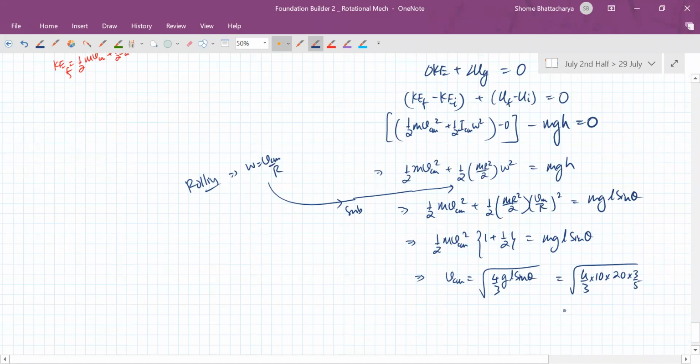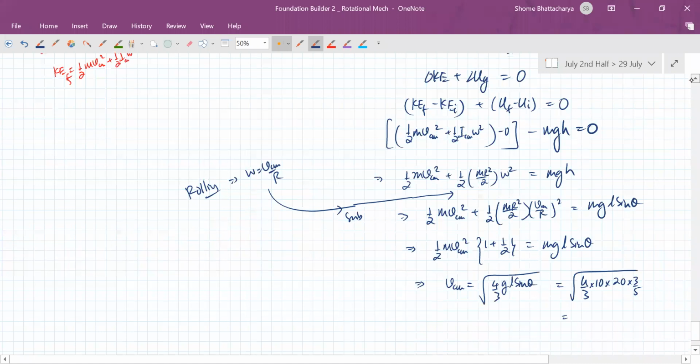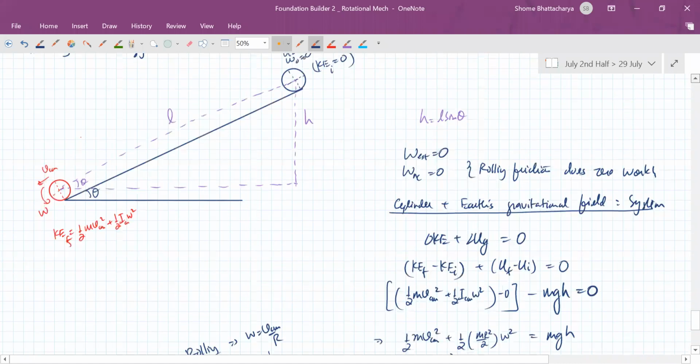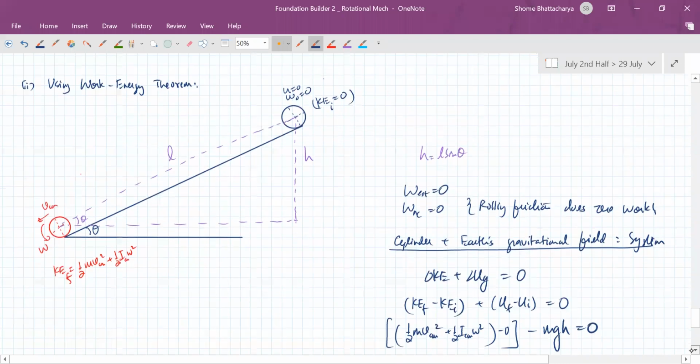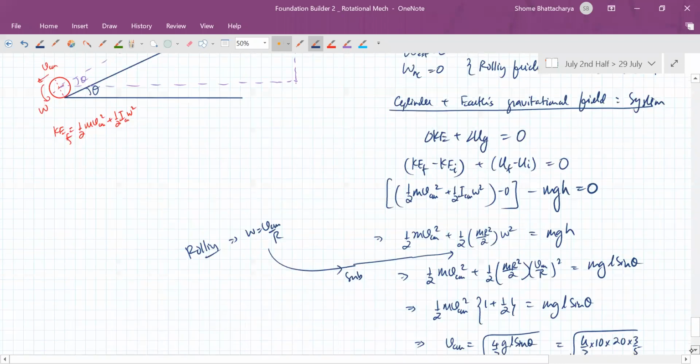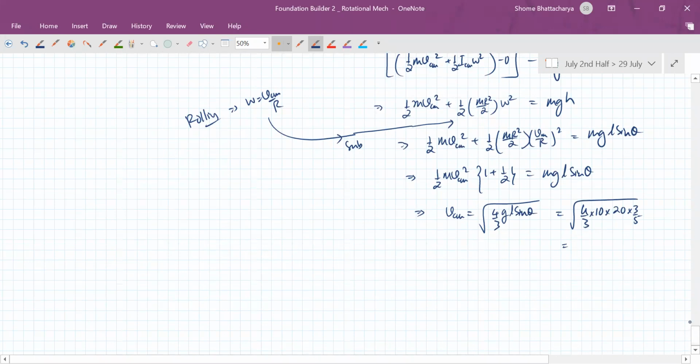Sir, this is a lengthy method, no? Sorry? This is the shorter method, because here you are directly calculating it from one equation. There you are first calculating acceleration, then applying kinematics. You understand the point? Yes. Shorter ultimately.